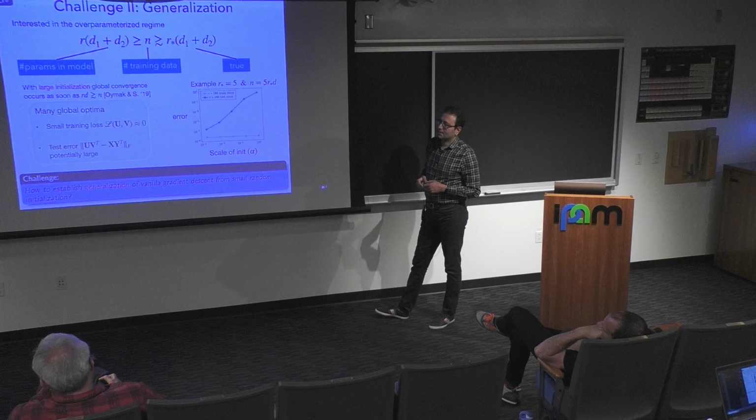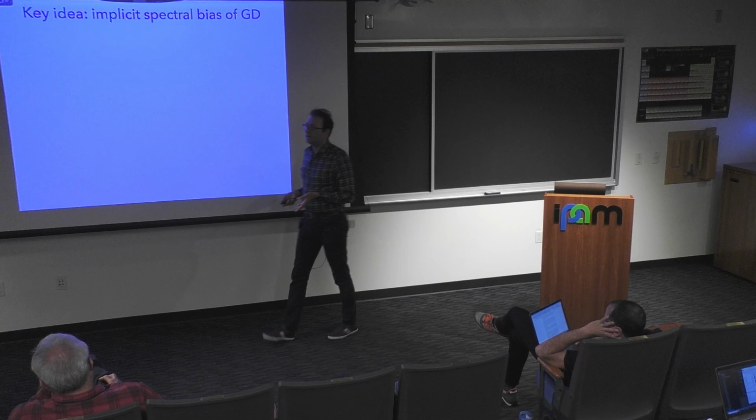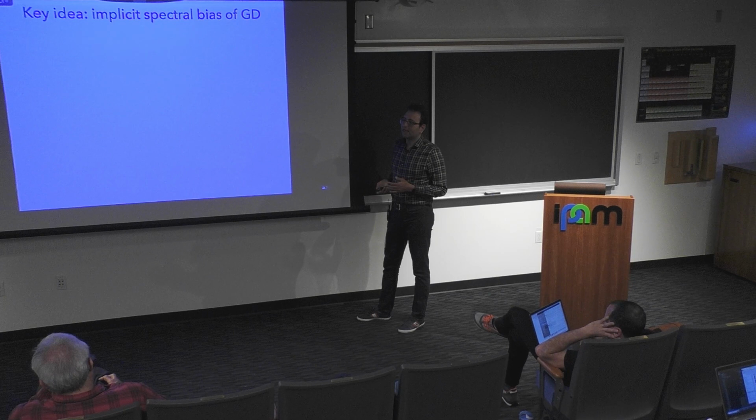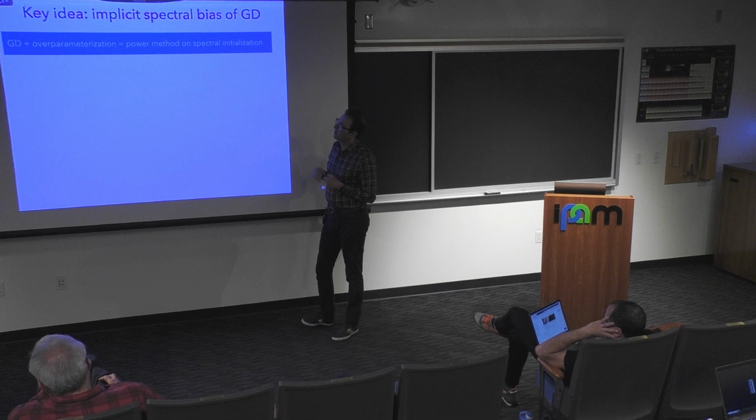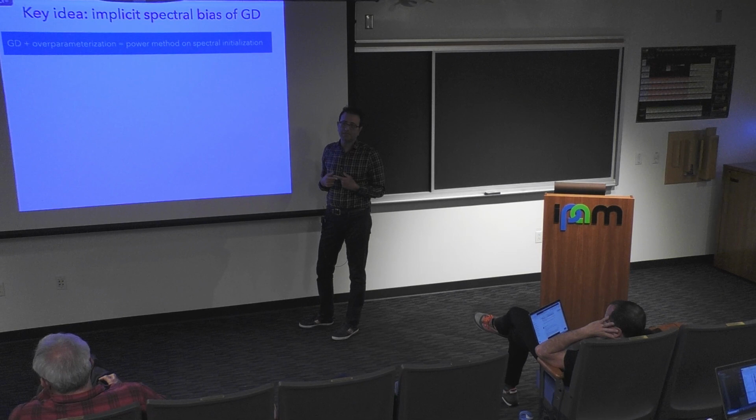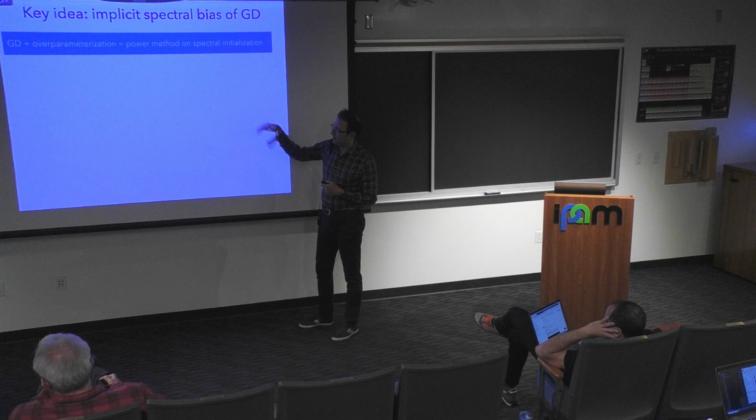Now, the key idea, before I tell you about the result, is that gradient descent has certain spectral biases as it's running its algorithm. That's what we're exploiting. The surprise here is that gradient descent plus overparametrization essentially behaves like running power method on certain fixed matrices, or tensors in the case of neural networks. Let me just show you this, and I'll tell you later what these fixed matrices are.